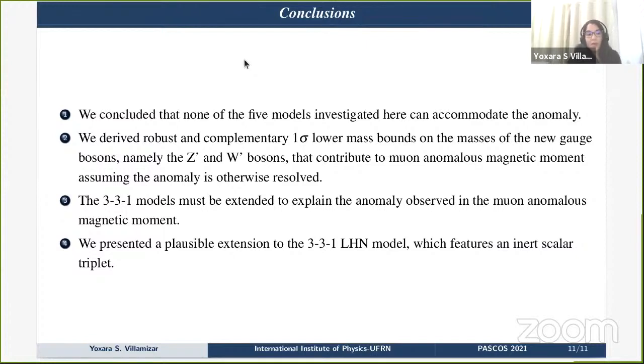Our conclusions in our work are the following. We conclude that none of the five models investigated here can accommodate the anomaly. We derived robust and complementary 1 sigma lower mass bounds on the masses of the new gauge bosons, namely the V prime and W prime bosons that contribute to g-2, assuming the anomaly is otherwise resolved. The 331 models must be extended to explain the anomaly observed in the g-2, and we present a plausible extension to 331 with neutral heavy lepton model with features an inert scalar triplet.